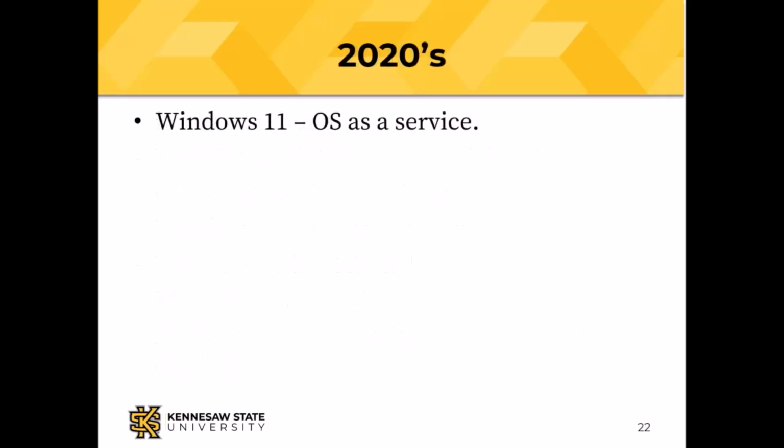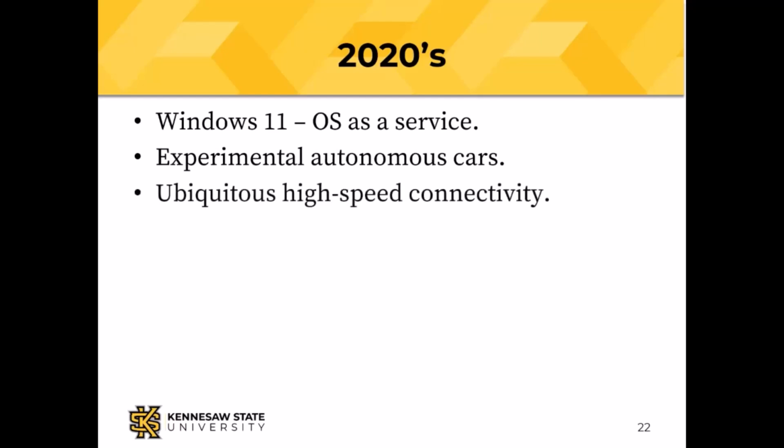Okay, 2020 is where we are now, Windows 11. Experimental autonomous cars, although not in California anymore. Several of them got their testing licenses revoked after they ran into things. Almost everybody has high-speed internet connectivity. Ubiquitous is one of those 25-cent words. Big data, you can get a bachelor's degree in analytics here at KSU now, which was a few years ago nobody had ever thought of.